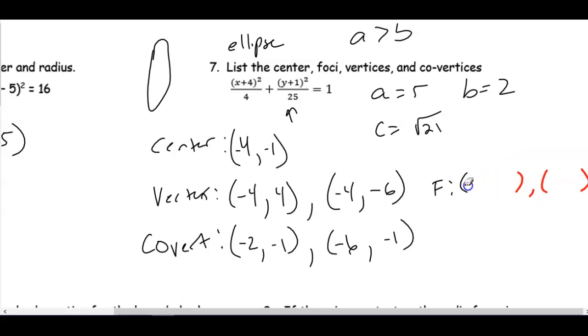So the x values won't change here because it's long. So the y value will change with the foci inside right here. So I'm going to take -4 plus square root of 21, negative 4 plus square root of 21, and that is 5.58.